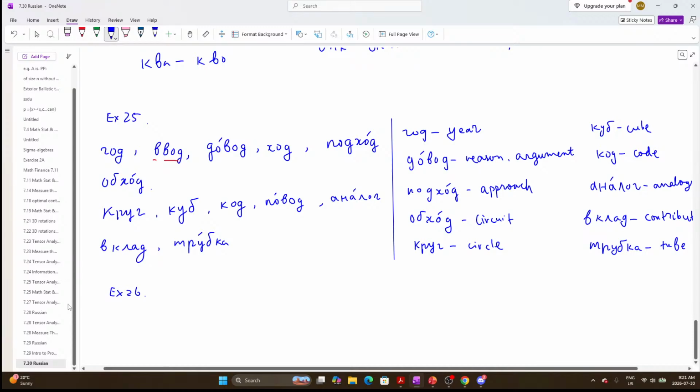Exercise 26. So we have more words. We'll finish this part and we'll call it a day, because that's too many words for one lesson already. Okay, so exercise 26, упражнение 26.